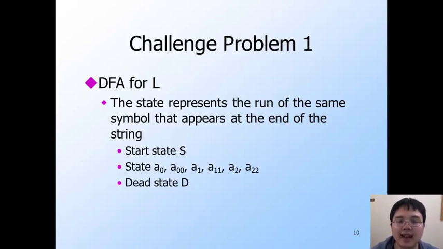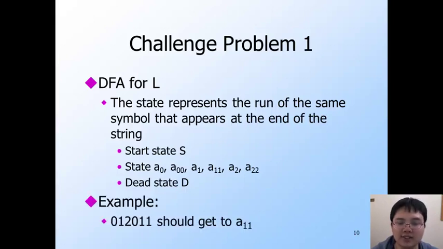The intent is that if the current string read in contains any 3 consecutive zeros or 1s or 2s, the DFA will fall into D and stay there. Otherwise, say the string has ending 012011, the DFA should go to state A11 because it denotes that the string has 2 1s at the end.